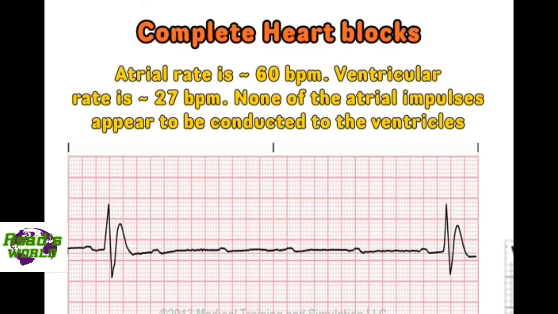Now moving forward to the third degree heart block, that is complete heart block, in which the ventricular rate is independent of the atrial rate. The atrial rate continues at 60 beats per minute, and the ventricular rate is independent of the atrial rate and is running at 27 beats per minute. None of the atrial impulses are conducted to the ventricles, and you can see the QRS complexes are all over the place, and you can see the P waves gradually coming but having no effect and not causing any QRS wave to appear.